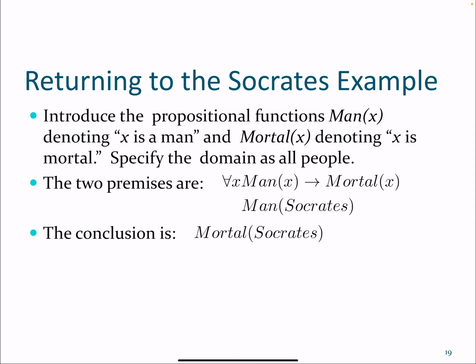So returning to the previous example, you can use predicate logic in the following way to look at the expressions. The two premises are: for all x, if x is a man, then x is mortal, where the domain is all people. And Socrates is a man. Therefore, Socrates is mortal. Using this way, we can use predicate logic to derive this logical expression.